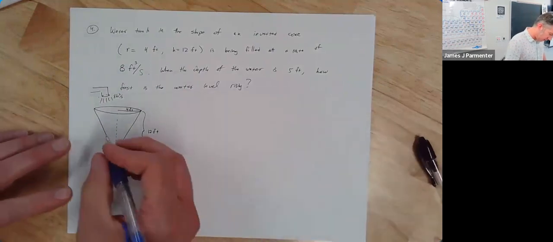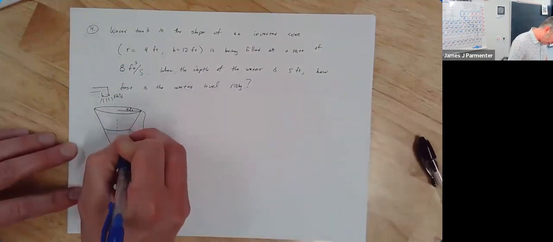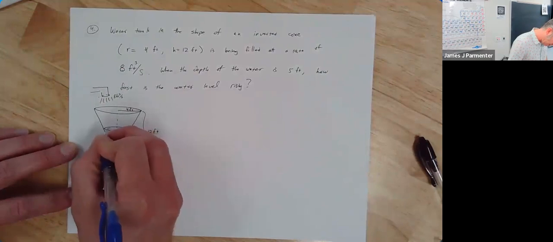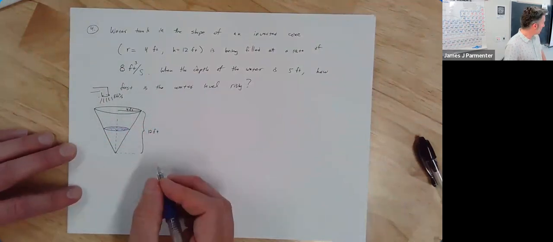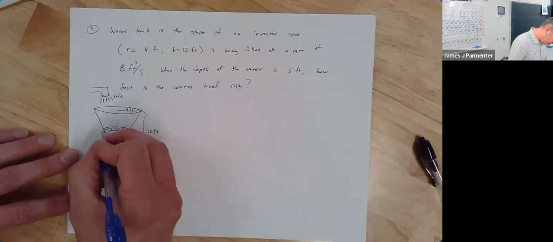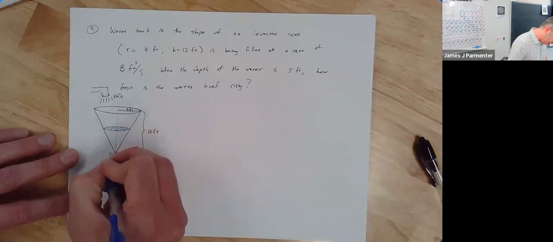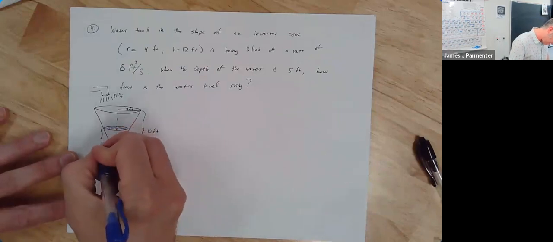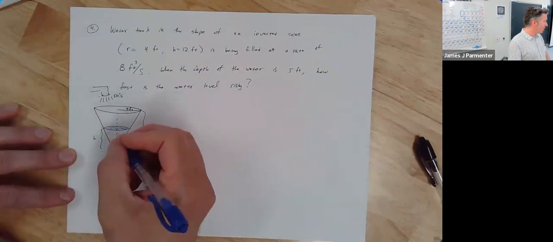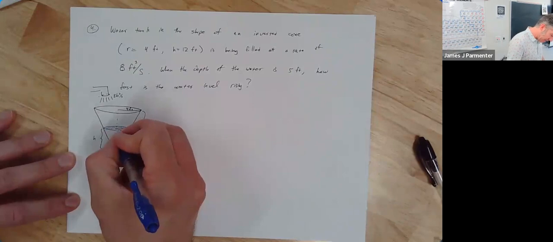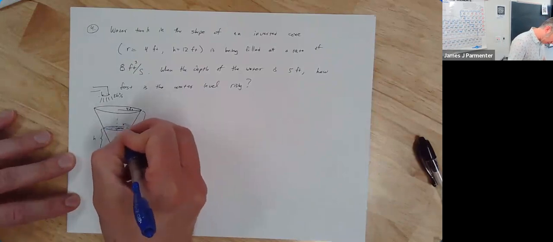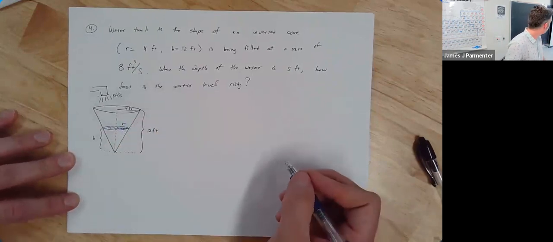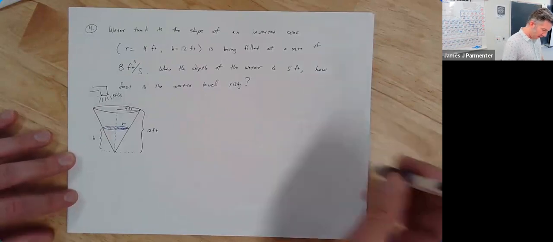So here we've got the water level right there. And we have both the height of this water level, which is going to be changing because we're filling it with water. It's going up and up and up. And also, even though we don't really want it, the radius of this is also going to be changing. I'm going to call it r. So here's what I've got so far.